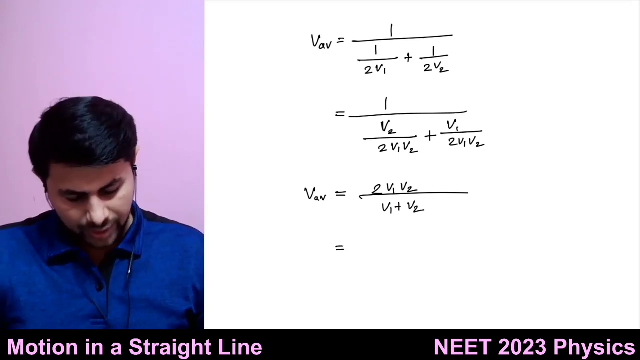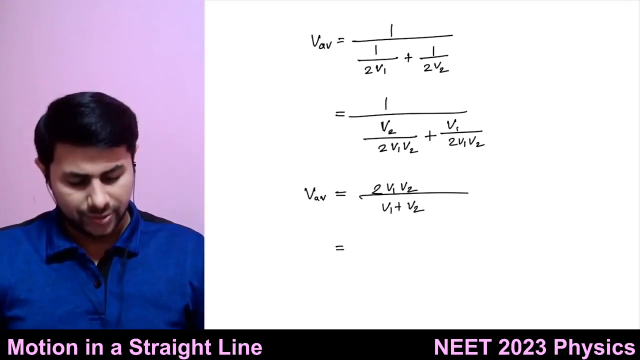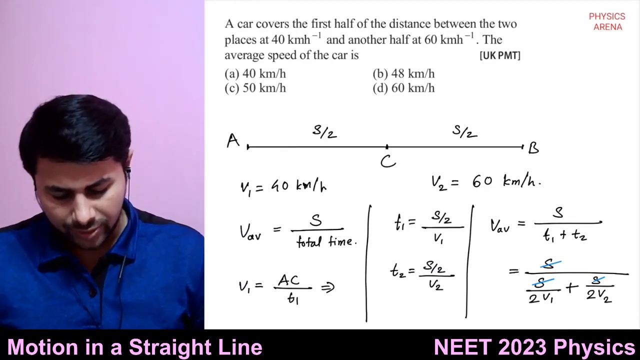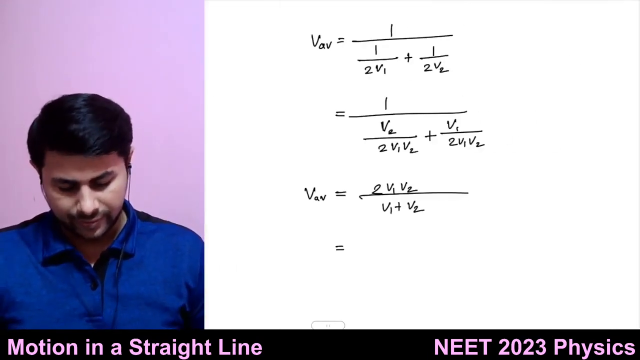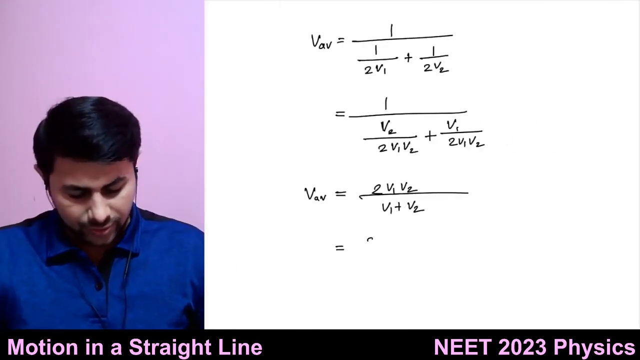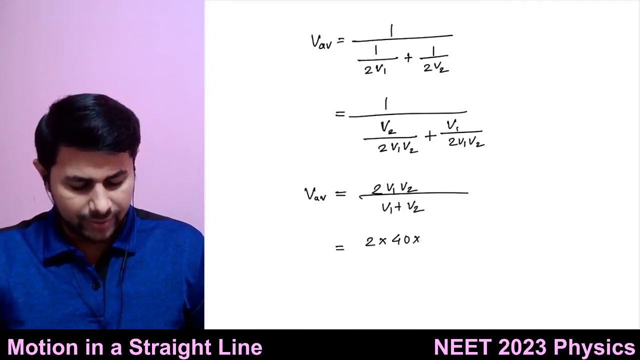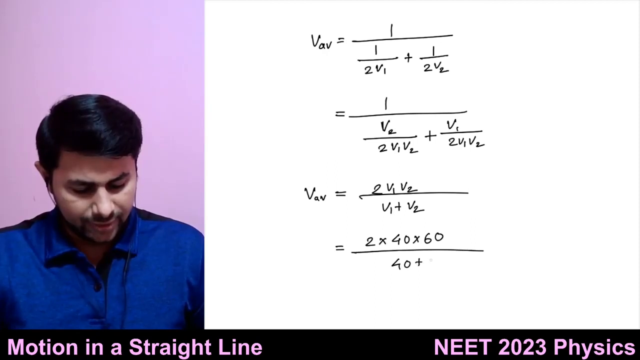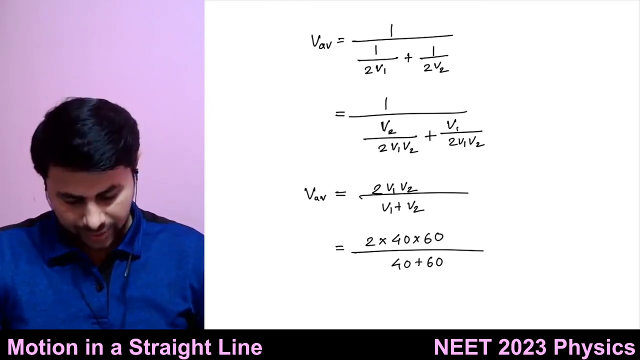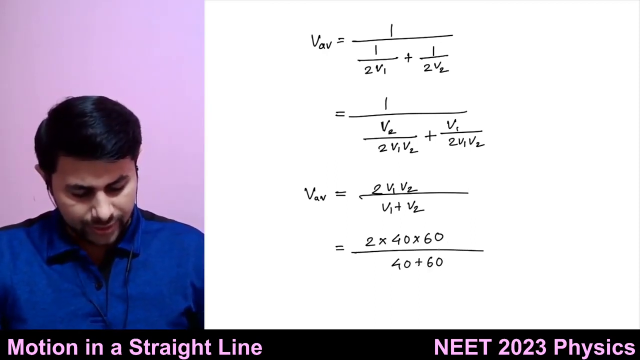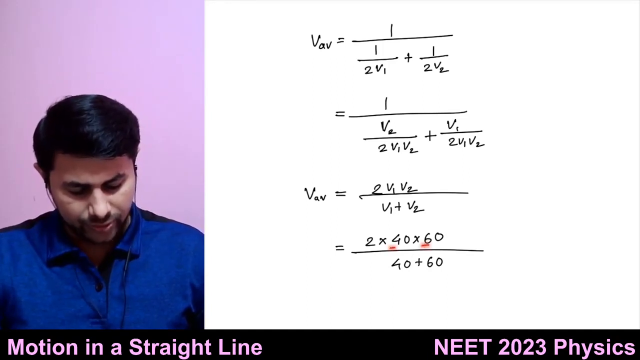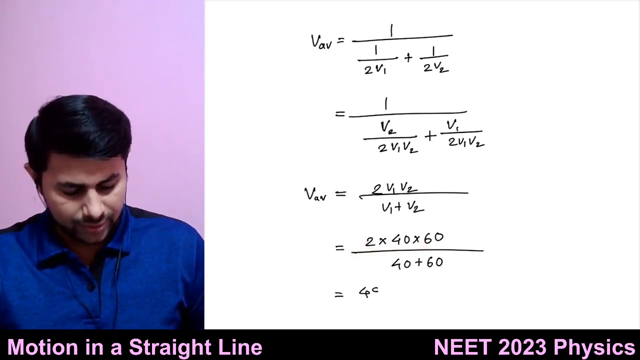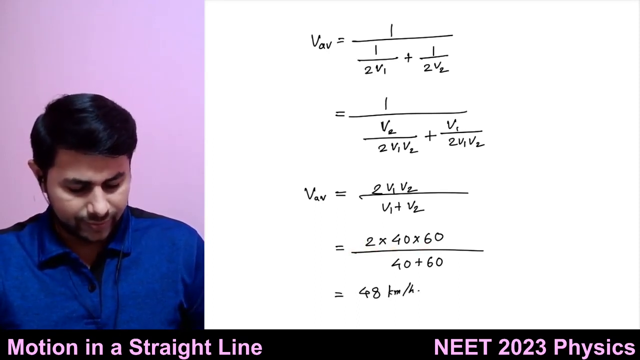Okay, so now we can substitute the values. We got this formula, we can substitute the values. So what are values? 40 and 60. So it is 2 times 40 multiplied by 60 divided by 40 plus 60 is 100. Okay, so this is 6 4s are 24 times 2 is 48. 48 kilometers per hour. This is the answer.